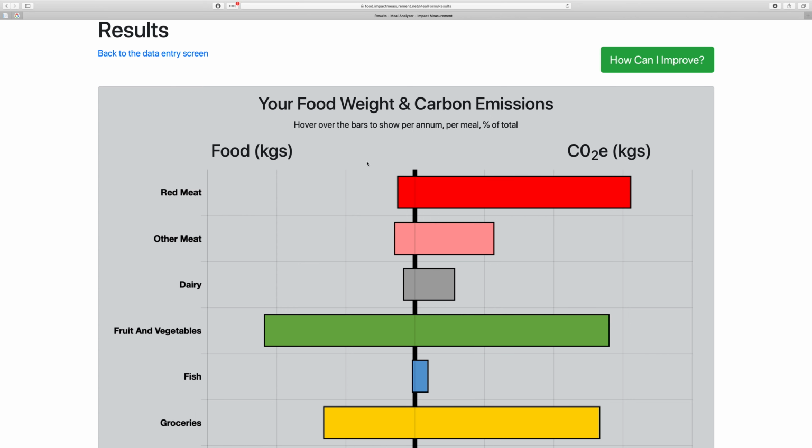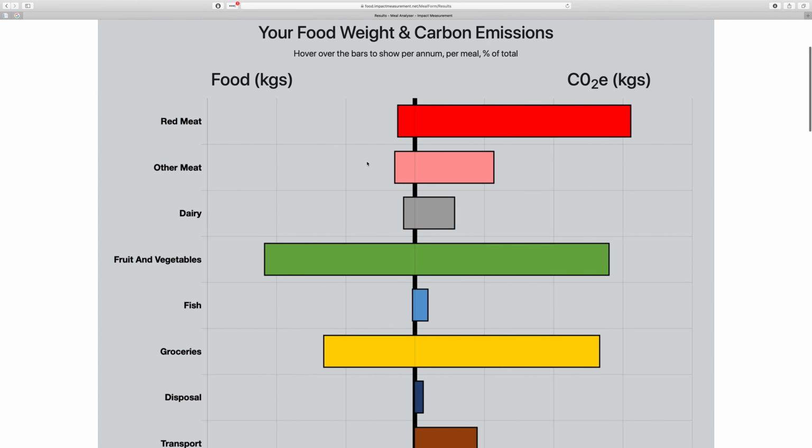The first graph that you're going to see when you reach the results page is this one. This is showing a comparison between the food weight that you've purchased and the carbon emissions the impact of that food weight has generated. The other thing to notice is that we've changed this, so we're now showing this data on a per annum basis, although that's also broken down, and I'll show you that in a second. On the left-hand side of the graph, we have the food weight by kilograms, and on the right-hand side, we're showing the carbon, so you can see a direct visual comparison between the two impacts, or the two quantities.